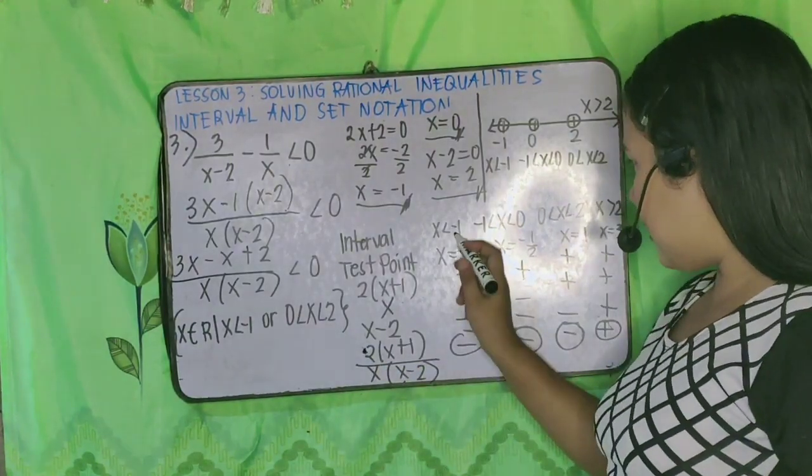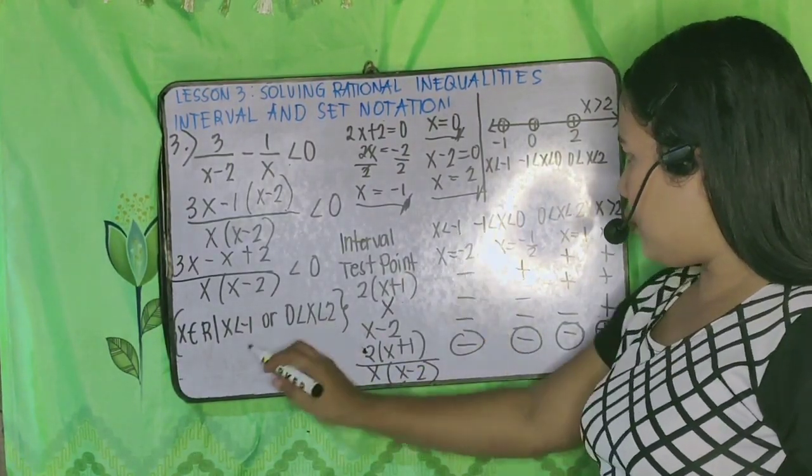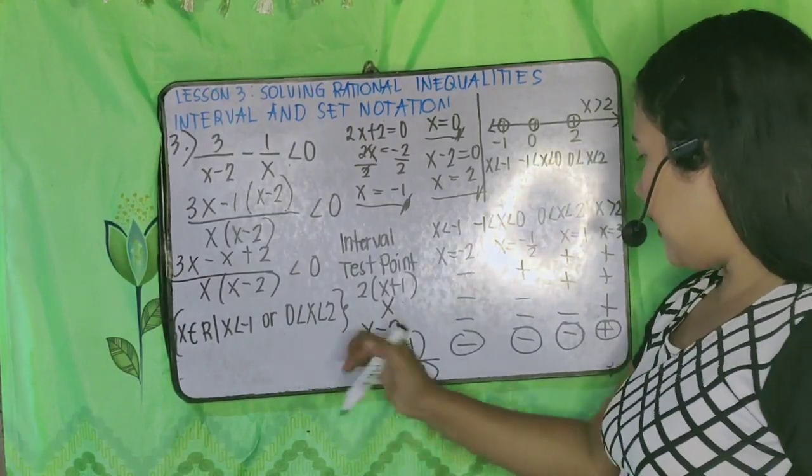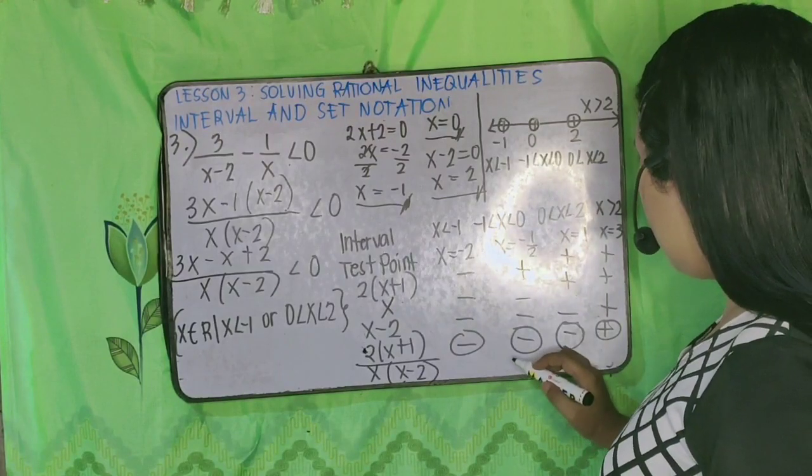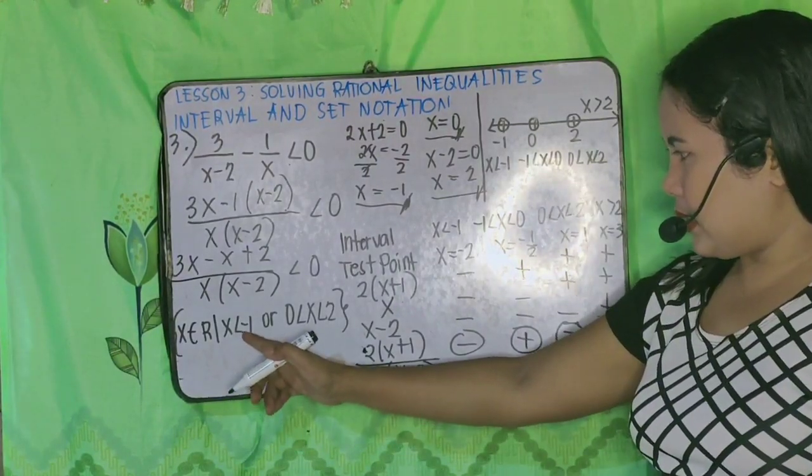So, ito na po siya. Yung x is less than 2, negative 1. Or, kasi dalawa yung may negative signs, or ayun po yung isa natin, x is less than negative 1.